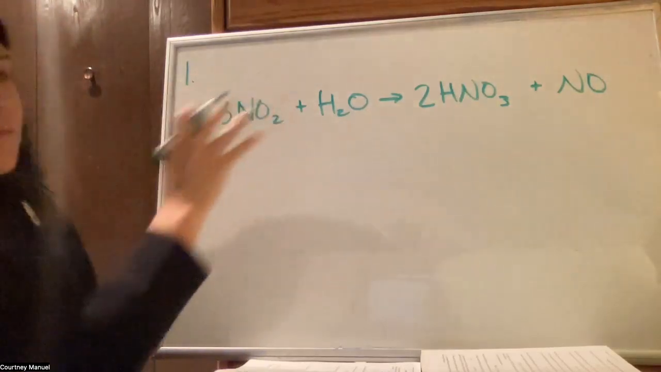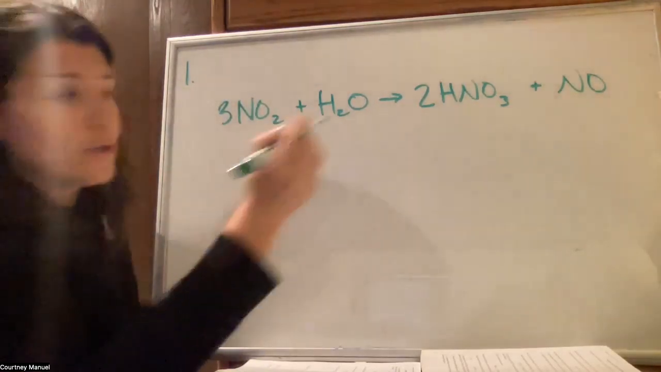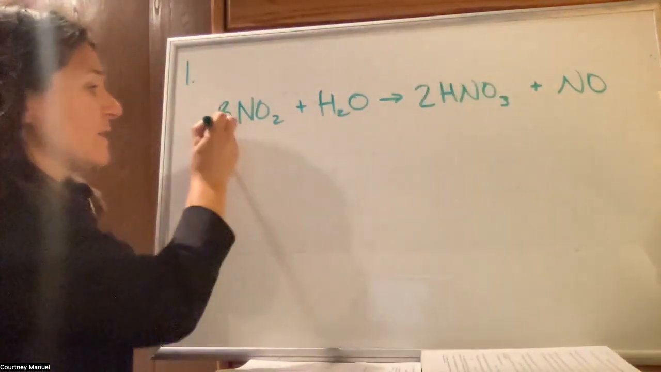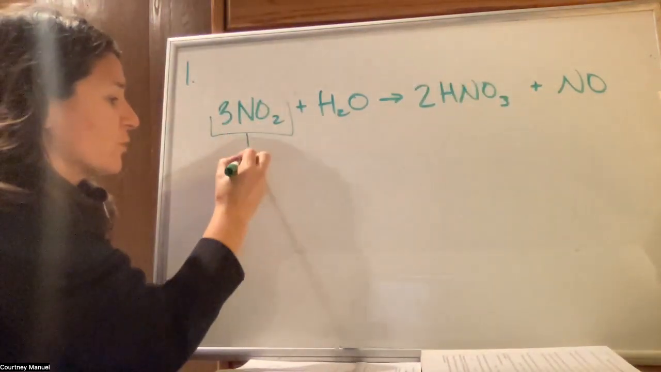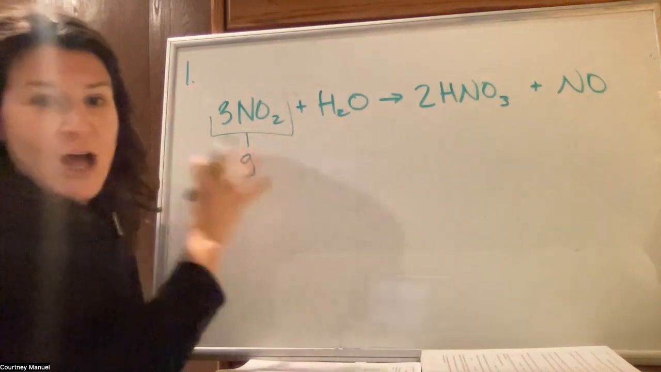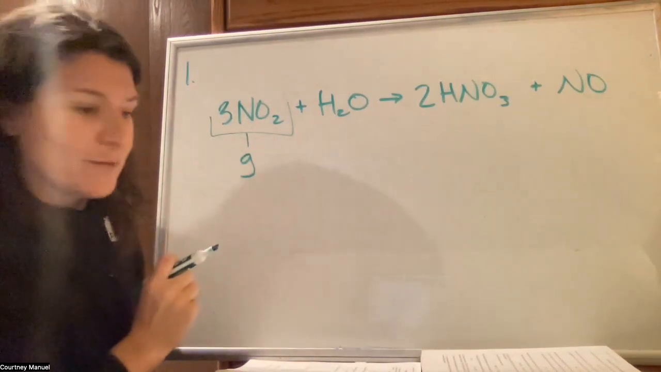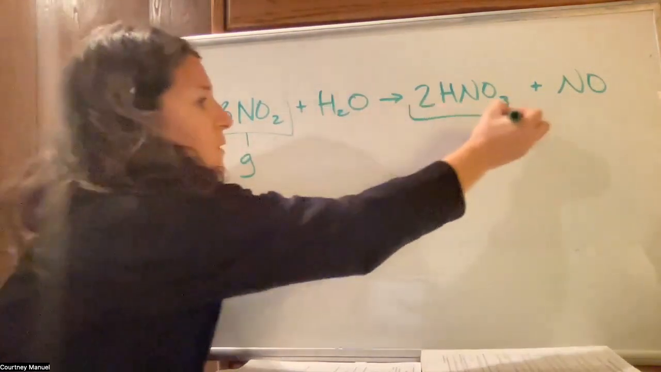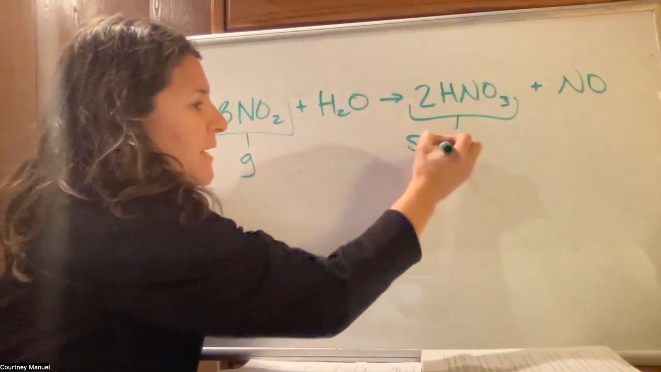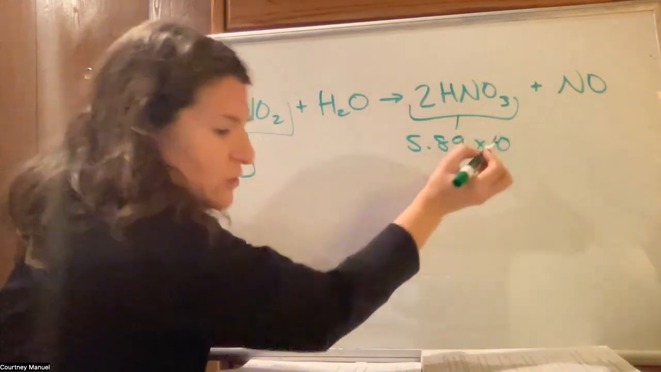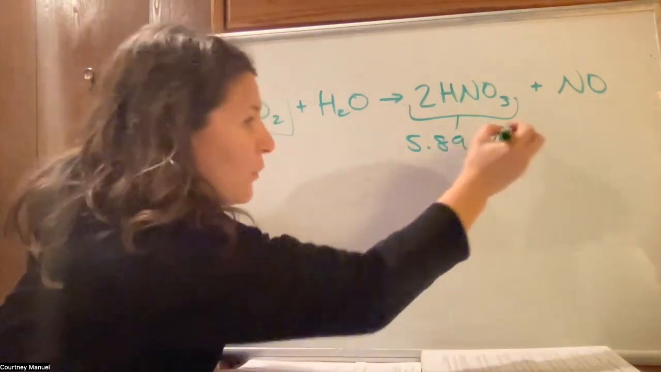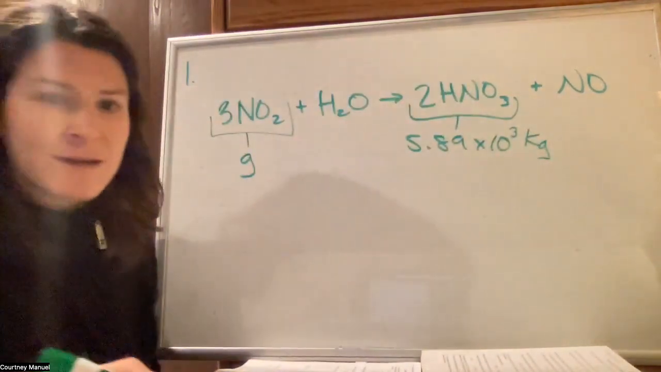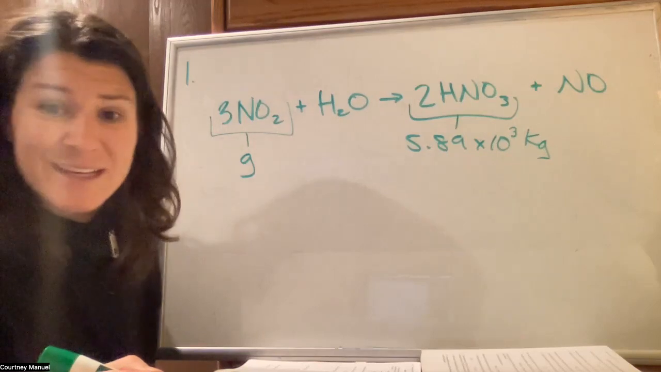We have two sets of nitrogens. Di means two. This one only has one. This has two. So this is what we're looking for. We're trying to find the grams of this element in our reaction. And it has given us this one at 5.89 times 10 to the third kilograms. We don't deal in kilograms.